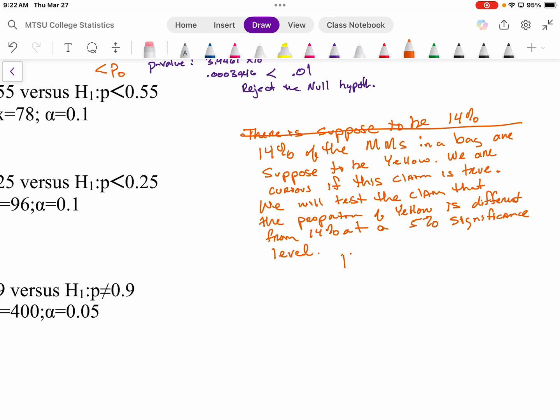With this in mind, as we write our hypothesis statements, our null hypothesis would be that P is equal to 0.14. Our alternative hypothesis is P is different than 0.14. And again, if we defined what P was in context, we would say where P is the true proportion of yellow M&Ms in a bag of M&Ms.